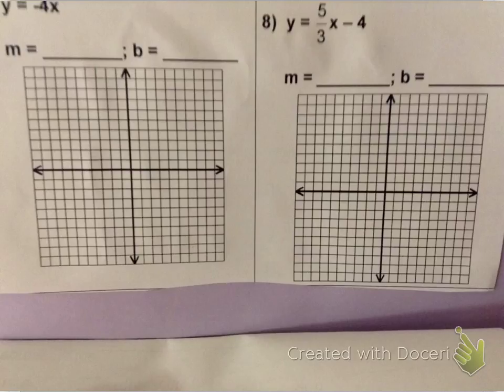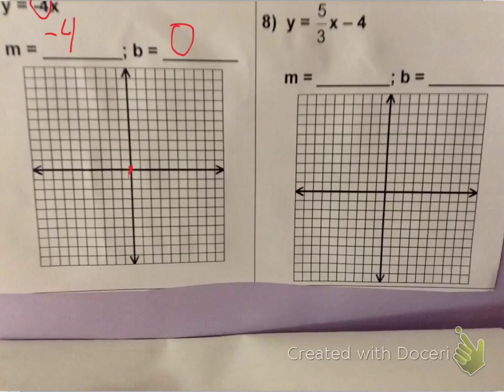Okay, next page. So your m on this example is negative 4. Your b, well, you don't have a constant number after your x. So you don't have a b, so it's 0. So you're going to start at 0 on the y-axis. So that's right in the middle.